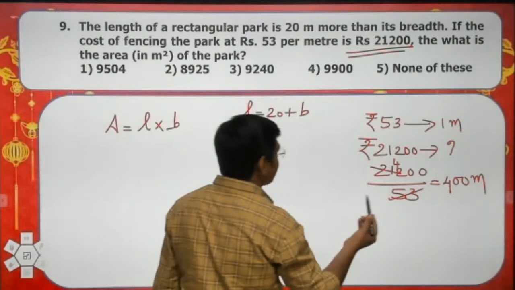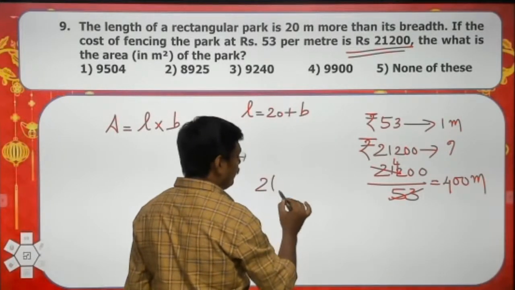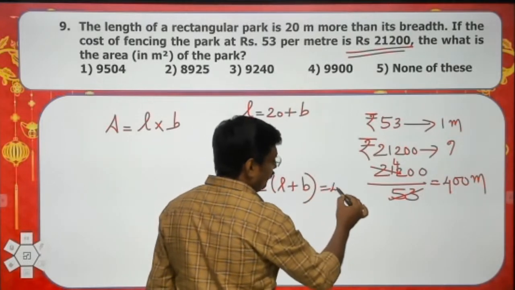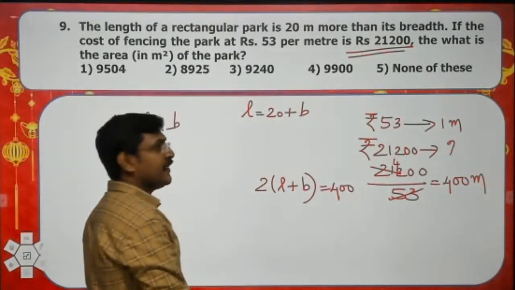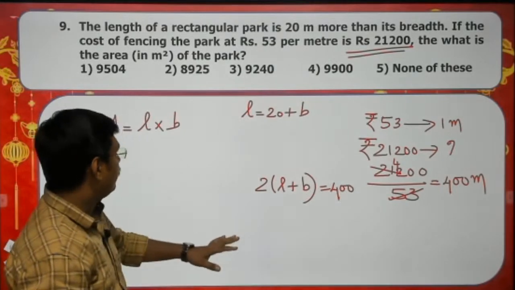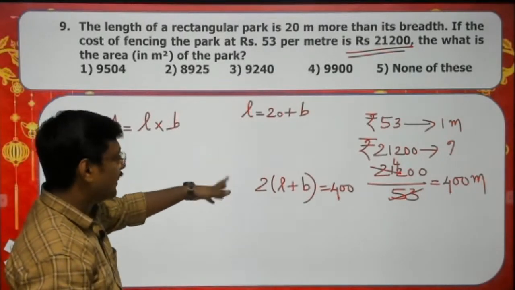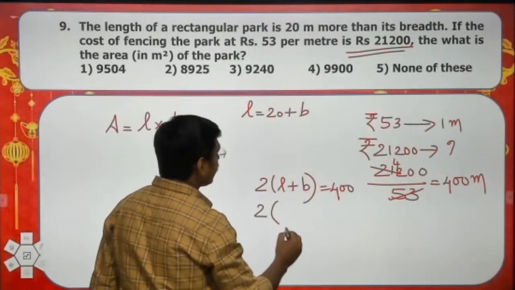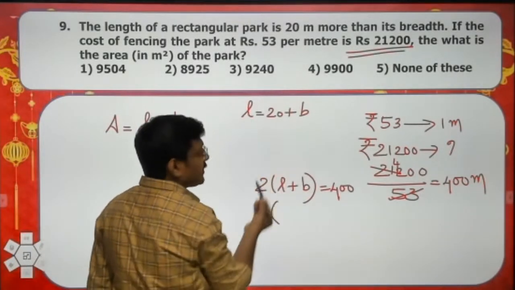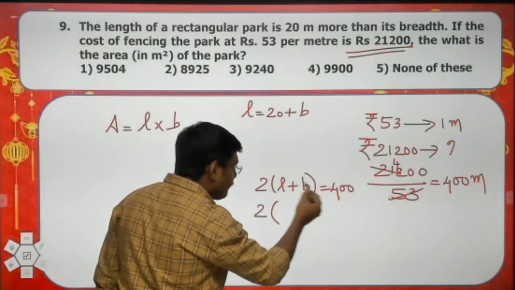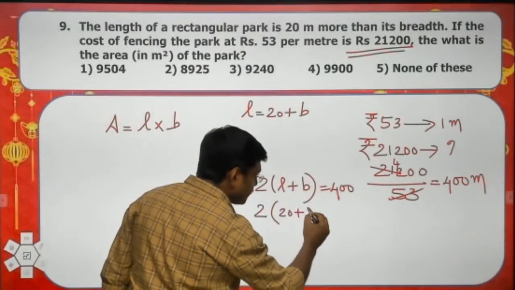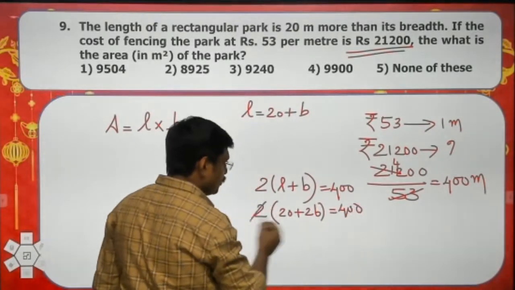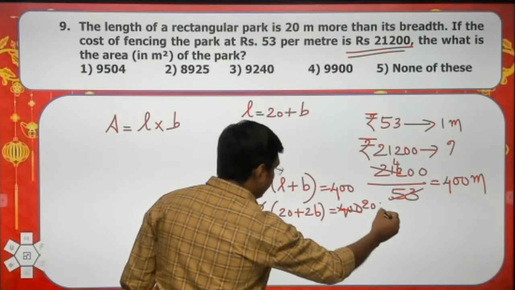We know that for rectangle the perimeter formula is 2 into (L plus B), which is equal to 400. We need to find the area. For that we require the length and breadth. We still didn't get the length or breadth, so we use this formula. So 2 into, instead of L I can write 20 plus B, right? So 2 into (20 plus B plus B), that is 20 plus 2B, which is equal to 400. On cancelling the 2, it is 200.